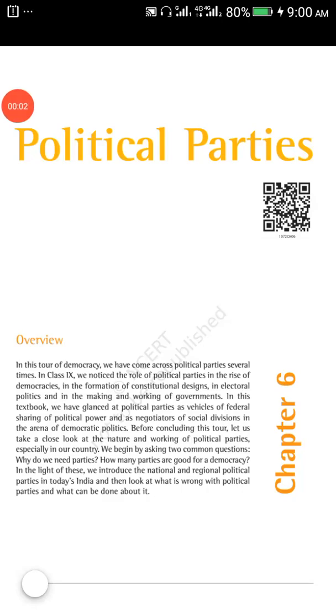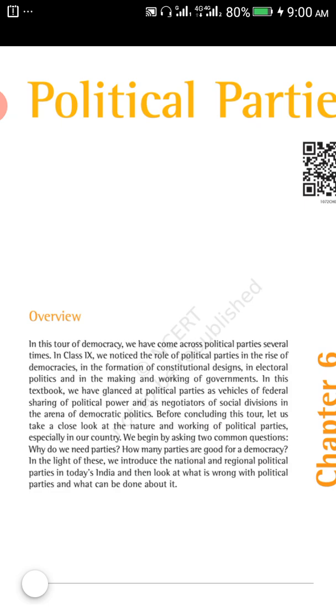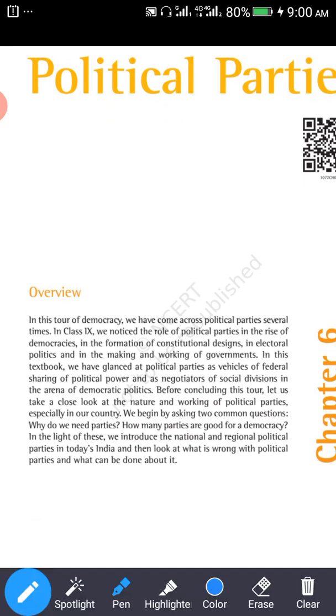This is the chapter Political Parties in Civics, and why we need to study political parties. First you have the question: what are the objectives of why we need to study this chapter? What is the reason? We first think, whatever the political parties are doing, why do we need to study it?